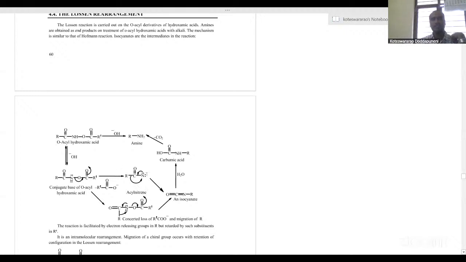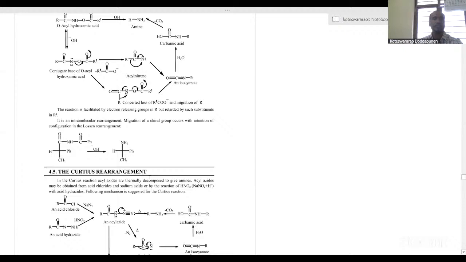Acyl nitrene further undergoes rearrangement that leads to the formation of an isocyanate. Next, this isocyanate is treated with water. That water undergoes addition on that isocyanate. That leads to the formation of carbamic acid. That carbamic acid further undergoes decarboxylation that leads to the formation of amine. This amine, after hydrolysis, is generated as the final product.